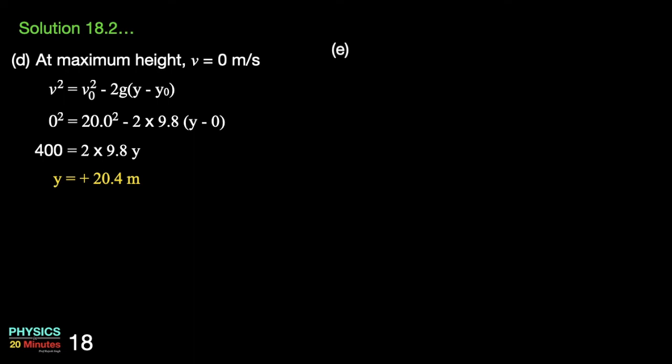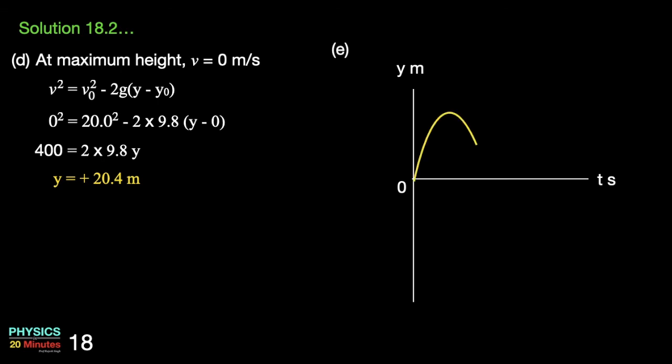How will the graph look like? So you can see the displacement versus time graph. If you notice, y is a function of t square. It's basically a parabolic graph. If you plot position versus time, it will look this way. You can see that the maximum height is 20.4 meter, and at time 3.92 seconds, the ball comes at the same level.